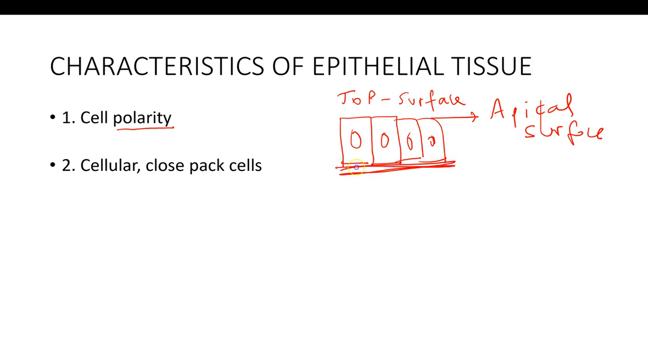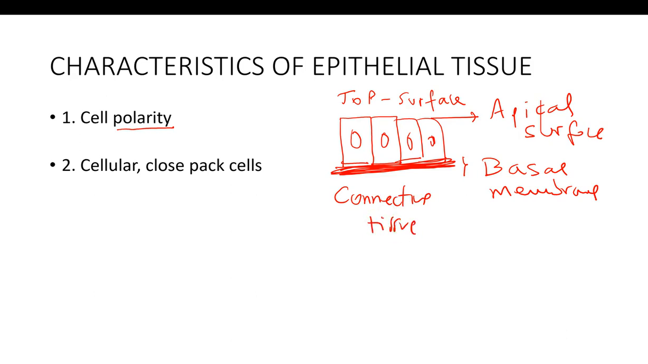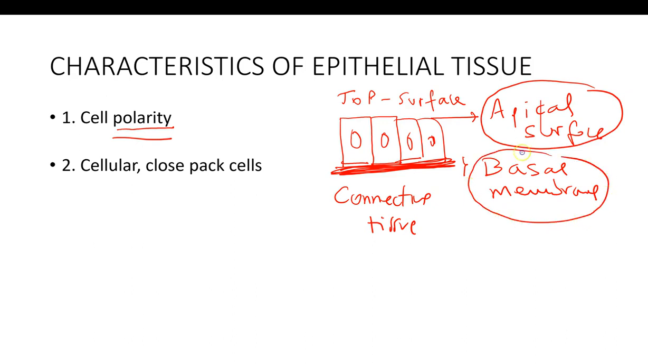The opposite side of the tissue is going to be sitting on what's called a basal membrane. If this was a carpet, this would be the carpet pad. And the basal membrane connects epithelial tissue to the tissue below, which is connective tissue. So epithelial tissue has polarity because it has two environments. The top environment is the surface, the apical surface. The bottom environment is the basal membrane.